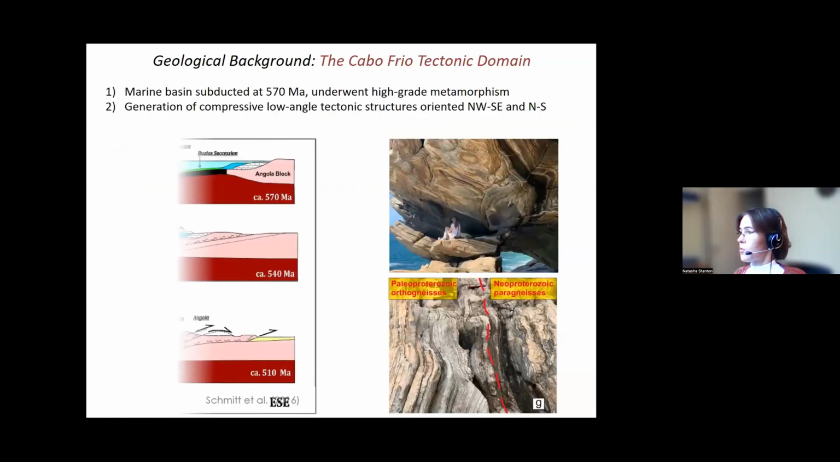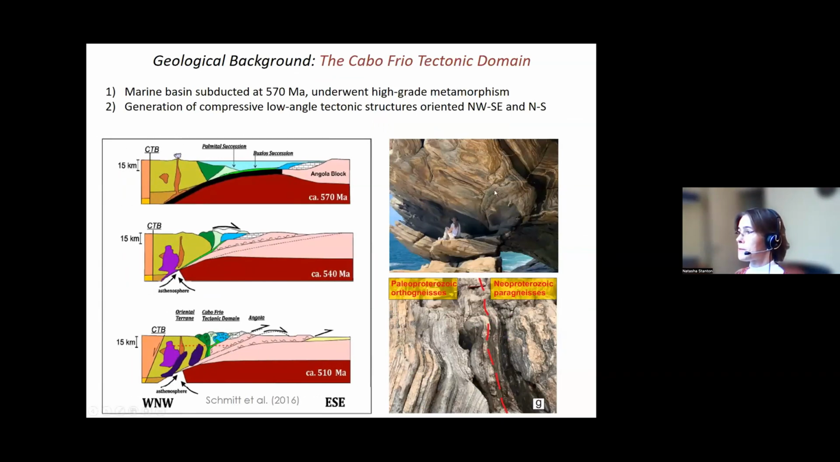This is how the rocks look in this area. We see paragneiss and Paleoproterozoic basement interleaved with some amphibolites. It's a very high strain area. This is me trying to understand this basement in the field. Here we see the contact between the Paleoproterozoic orthogneiss and the Neoproterozoic paragneiss. These rocks were part of a marine basin that underwent subduction around this age and later collision, so they underwent very high-grade metamorphism.